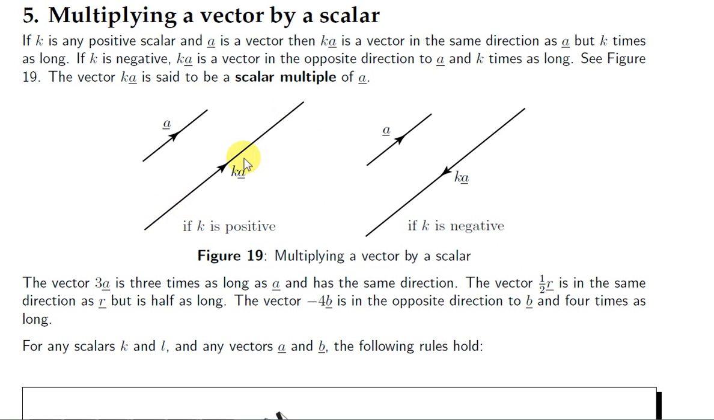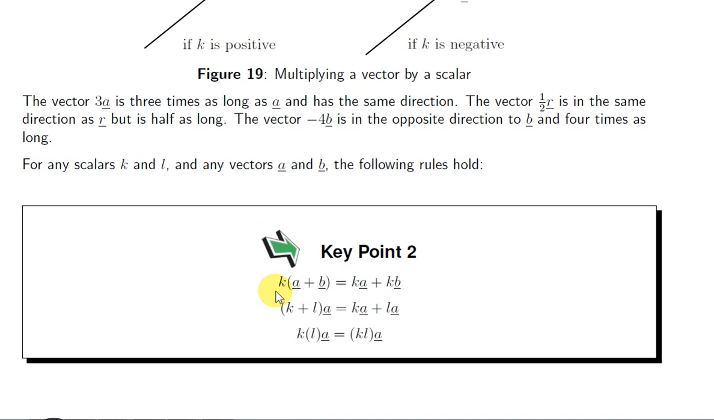Now here k is a positive number because ka is in the same direction as a. If k was a negative number, then ka would be in a direction that's opposite to a. Also, by the way, for this vector here, k must be greater than 1 because we've scaled up a. If k was less than 1, say a number like a half, then this vector would be half the magnitude of this vector. Now here are important properties of vectors and scalars.